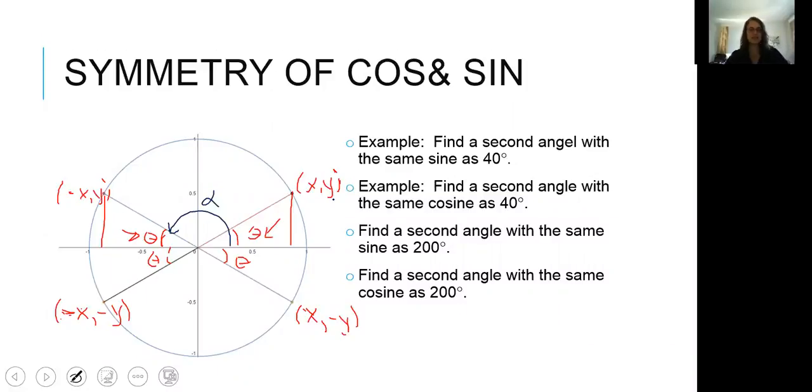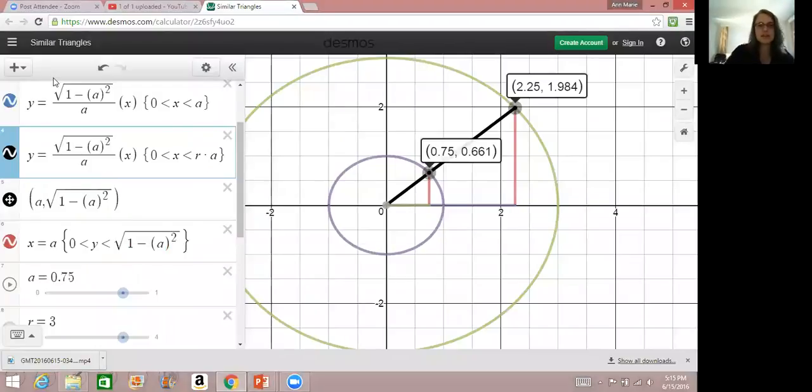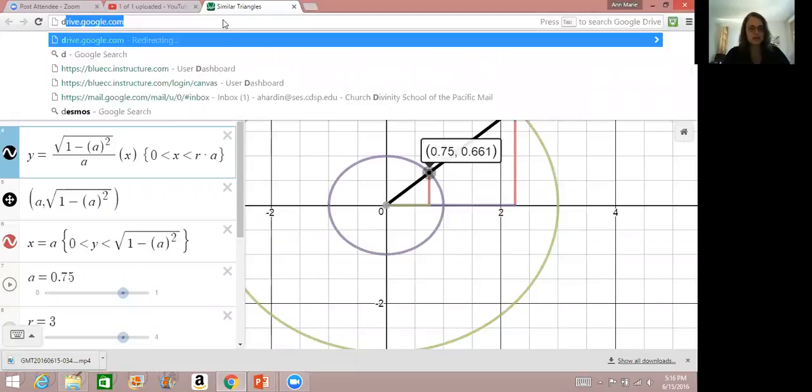So you can kind of see what's going on here. Let's play with this for a minute. I'm going to go back to Desmos. I'm actually going to go all the way back out to the Desmos homepage.